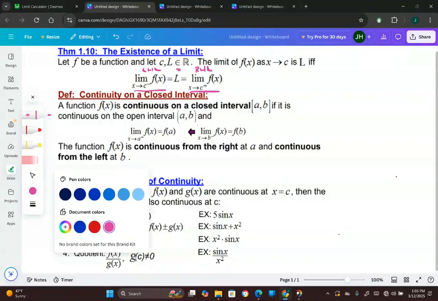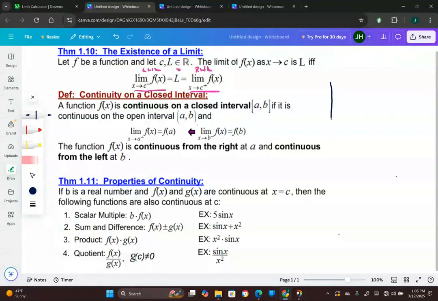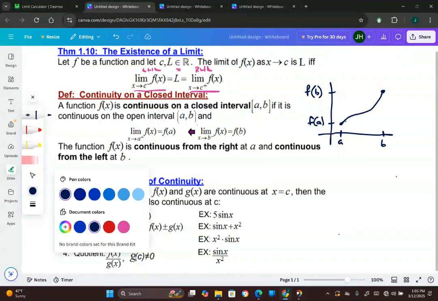Now, the reason I discuss this is because of the next definition, continuity on a closed interval. We haven't talked about that yet. If you've watched my previous videos on continuity, we talked about continuity at a point. We talked about continuity on an open interval, but we have not talked about continuity on a closed interval. So let's draw a graph that's defined on a closed interval from f of a to f of b, and let's just draw a curve in there. And what has to happen if you want a function to be continuous on a closed interval?